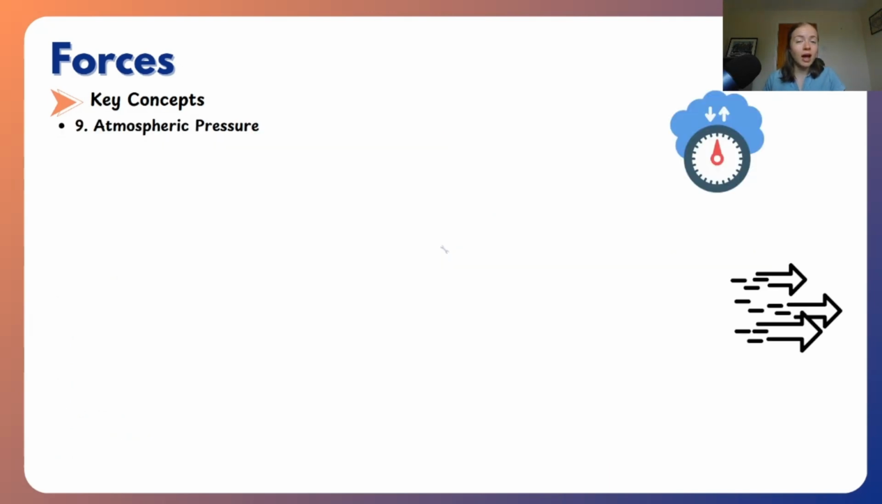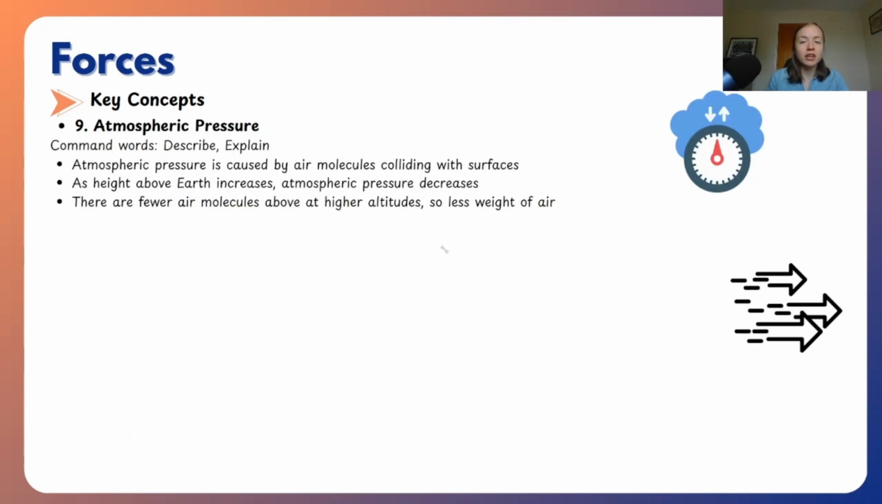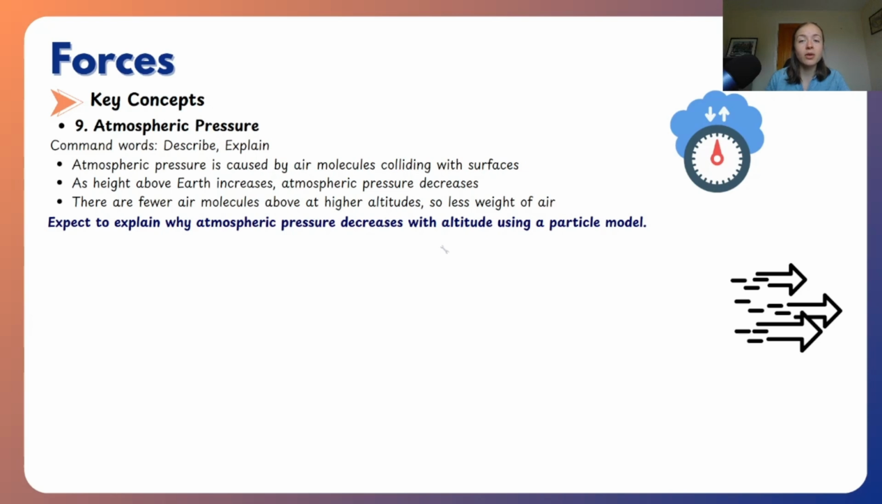So now let's move on to atmospheric pressure. Atmospheric pressure is caused by air molecules colliding with surfaces, and as height above Earth increases, atmospheric pressure decreases because there are fewer air molecules above at higher altitudes, so the weight of air is less. So expect to explain why atmospheric pressure decreases with altitude using the particle model.